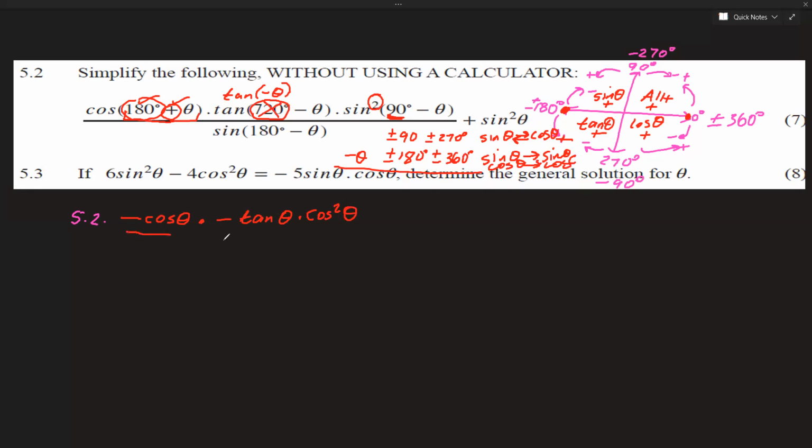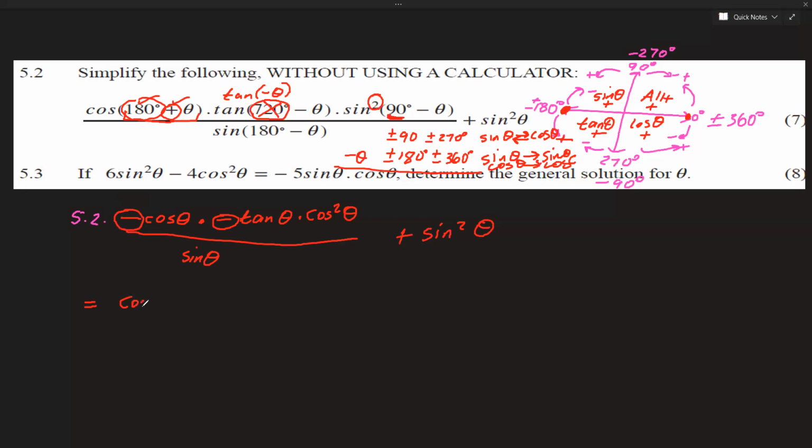And then at the bottom, I have 180 minus. Remember, we said 180 is here, minus is in this quadrant, and sine is positive in this quadrant. So we are going to just have sine theta at the bottom, right? Because it's positive. Then plus sine squared theta, right? Awesome. Now we can simplify this further. Let's see. So this negative sign will cancel with that one. So the negative signs are out.